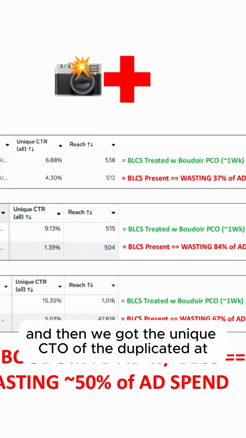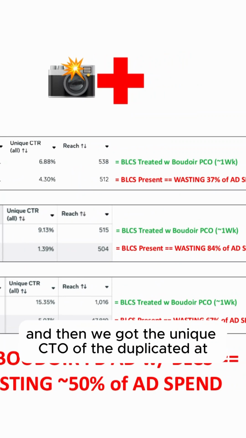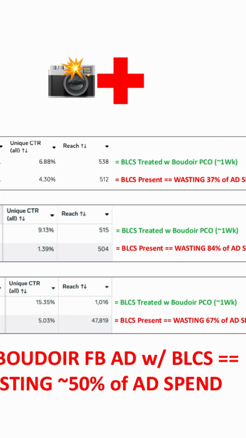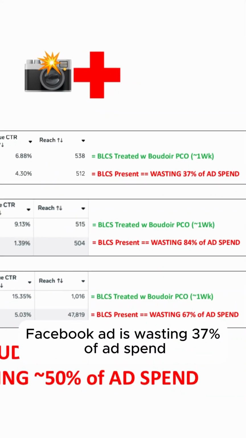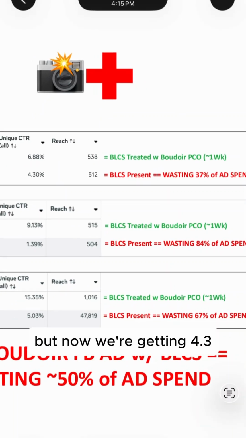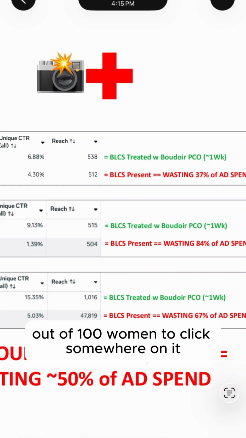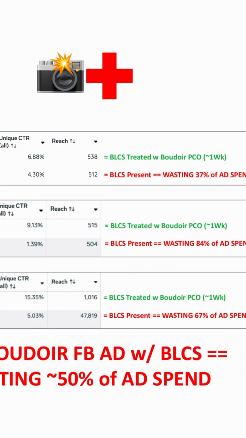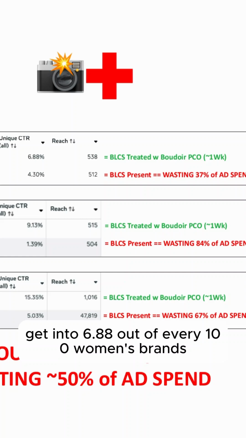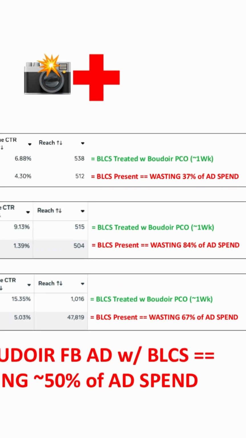And then we got the unique CTR of the duplicated ad to 6.88%. So way better. So we found out the original Boudoir Facebook ad is wasting 37% of ad spend by only getting 4.3 out of 100 women to click somewhere on it and get our ad into their brain. And the Boudoir Pico treated one is actually getting to 6.88 out of every 100 women's brains.